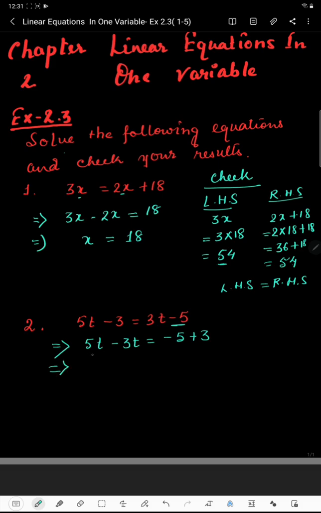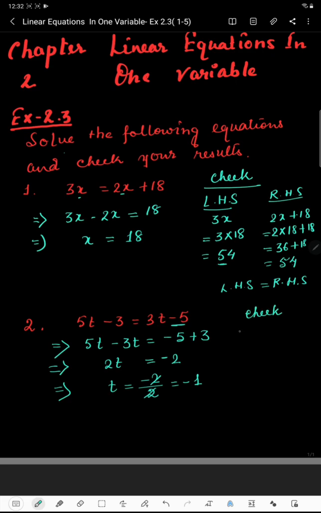Now 5t minus 3t is 2t, and here minus 3 plus 5 means 5 minus 3 is 2, and the sign of 5 is greater, so the answer will be positive. So 2t means 2 is multiplied by t, so the value of t will be 2 divided by 2, so 2 cancels, and it will be 1. Now how to check it?